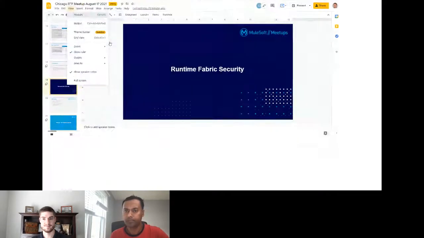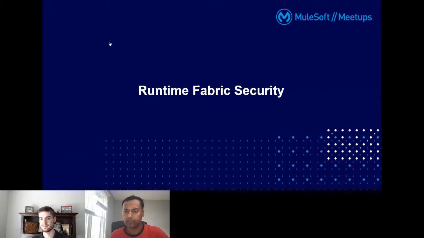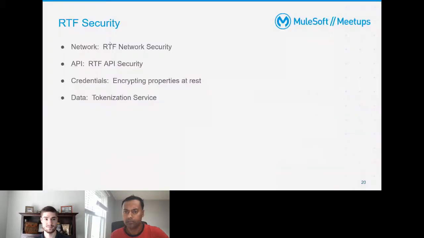So what I'm going to do is talk about Runtime Fabric security. I'm going to approach it with a top-down approach. I'm going to start with the network, because if you don't really secure your network, what's the point? Everything else is good. That's the most important part to secure. Then I'll focus on how you're securing your APIs deployed to Runtime Fabric, talk about securing credentials, and finally, I'll turn it back over to Connor, where he will talk about securing your data through the tokenization service.